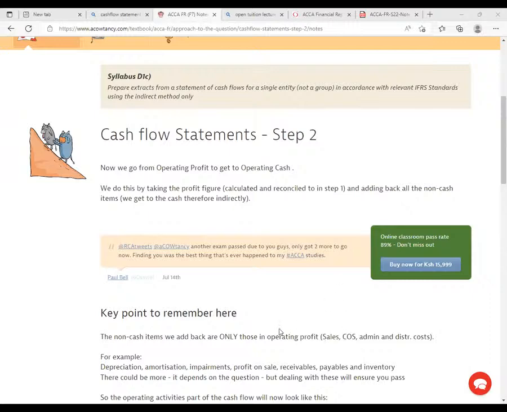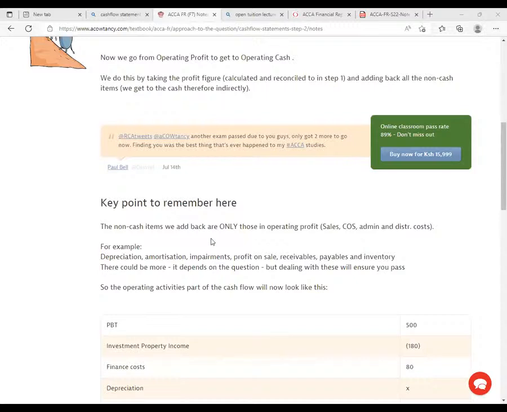Key points to remember here. The non-cash items we add back are only those in the operating profit: the cost of sales, administration, and distribution costs. For example, depreciation, amortization, any impairment, profits on sale, receivables, payables, and inventory. Basically, these three are what we call the working capital changes. There could be more. It depends on the question. But dealing with these will ensure you pass.